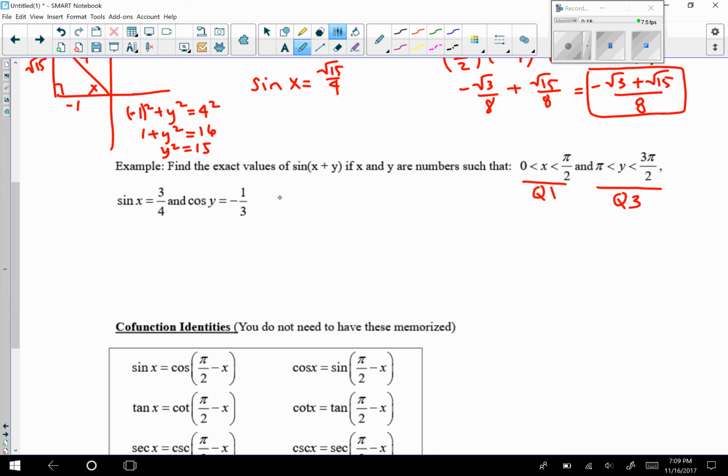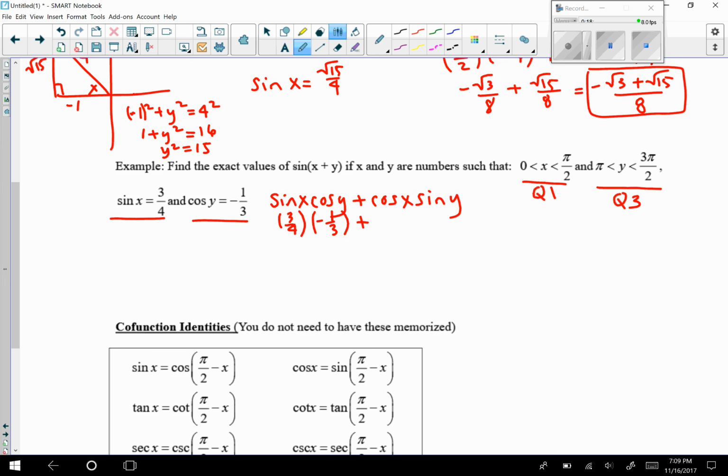So if we're looking for the sine of x plus y, we know that's the sine of x times the cosine of y plus the cosine of x times the sine of y. That's just the identity. So the sine of x was given to us as 3/4, so we can plug that in. The cosine of y was also given to us, which is -1/3. So that means I need to solve for the cosine of x and the sine of y.